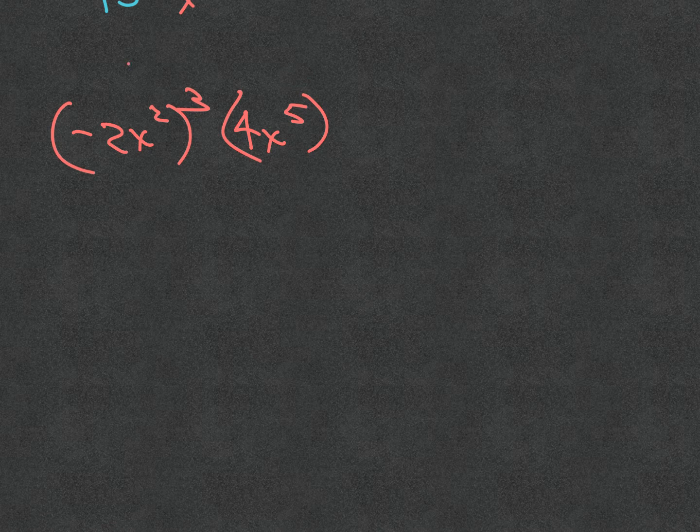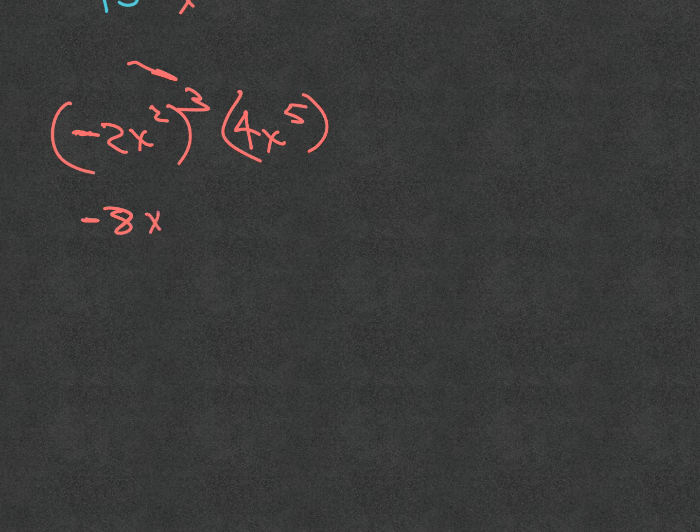So notice there's a cube here, so we're going to cube everything inside the parentheses. So negative 2 cubed, because there's an odd number for the exponent. When I take negative 2 and I cube it, because that 3 is odd, I know I'm going to get a negative answer. So 2 times 2 times 2 is 8. And because the 3 is odd, I'm going to get a negative 8.